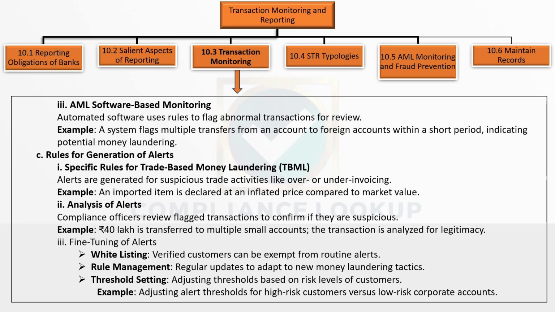3. Threshold setting. Transaction thresholds that trigger alerts can be adjusted based on the type of customer or risk level to ensure that only truly suspicious transactions are flagged. Example: a bank increases the alert threshold for a low risk corporate customer but lowers it for a customer flagged as high risk.